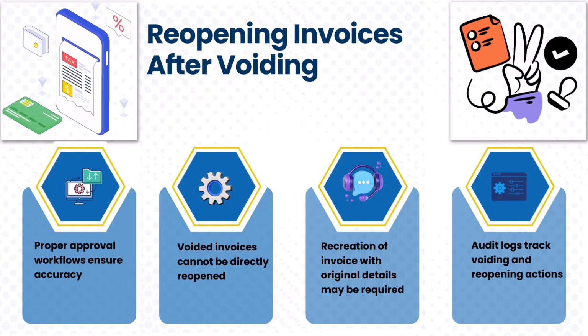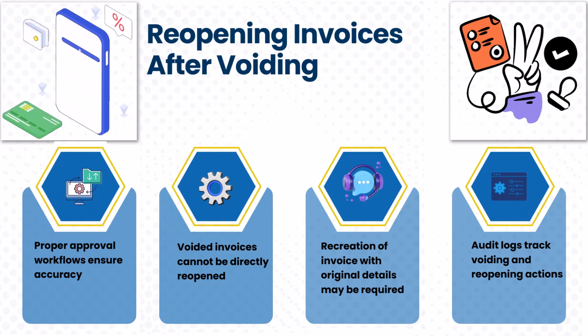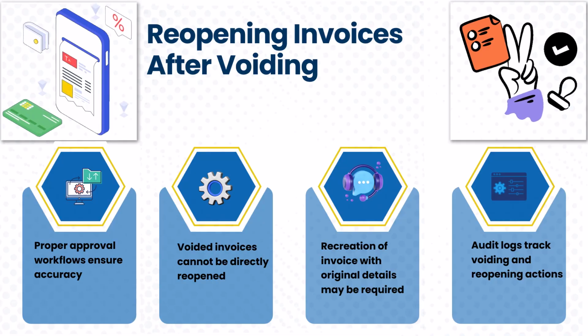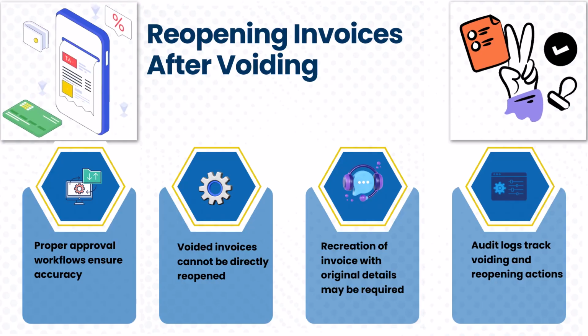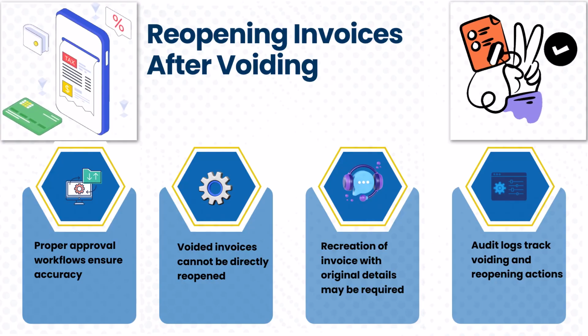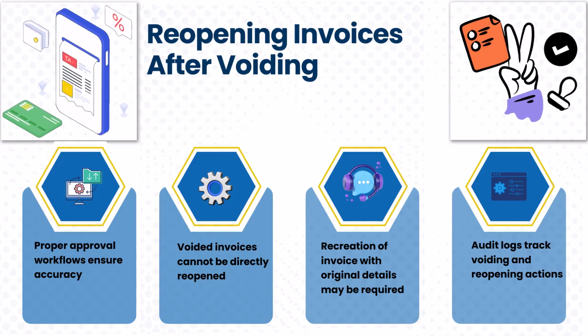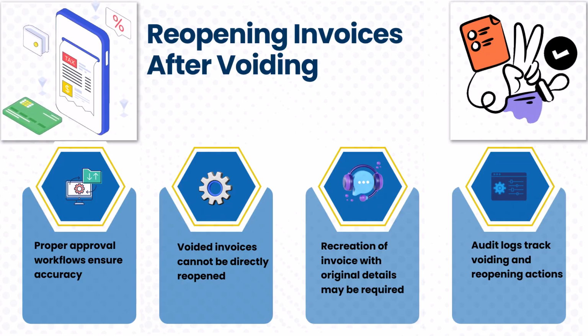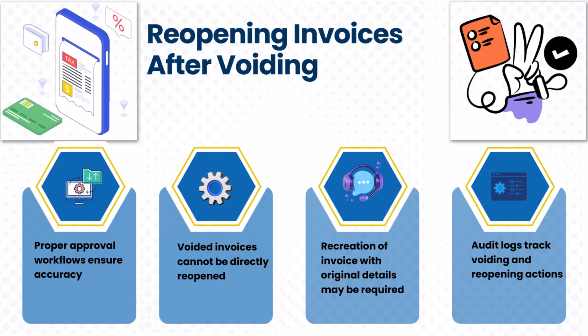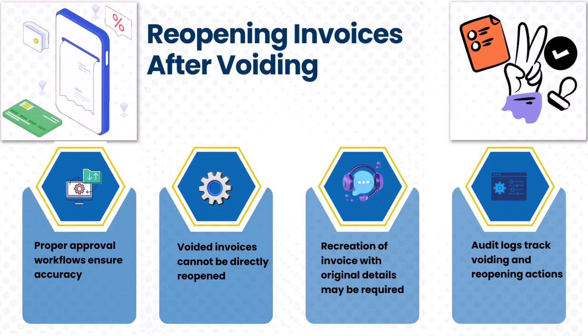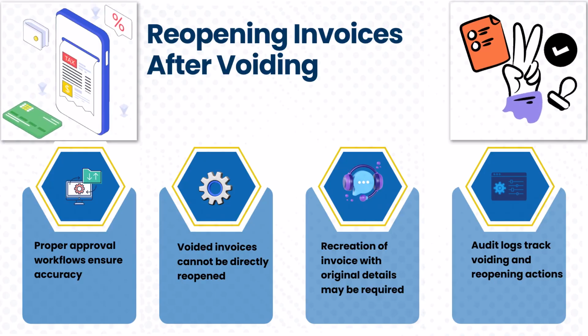So, let's talk about reopening invoices after voiding them. Once an invoice is voided, it's like sending it to accounting limbo. No direct undo option. Instead, you might need to recreate it with all the original details. Sounds tedious. It is. That's why approval workflows help keep things in check, preventing unnecessary errors. And don't worry, every step is logged in audit records, so no surprises.